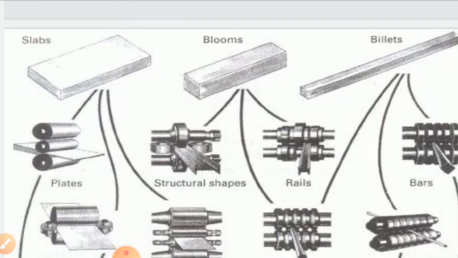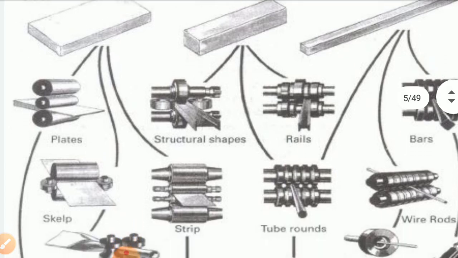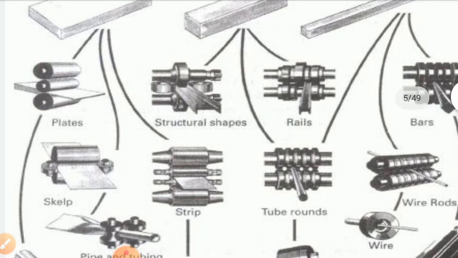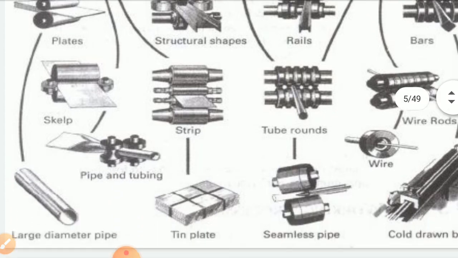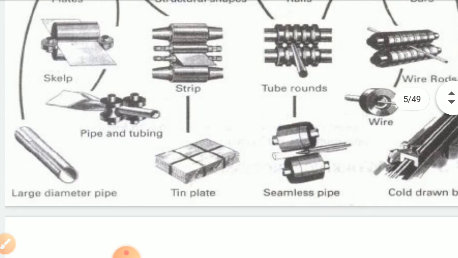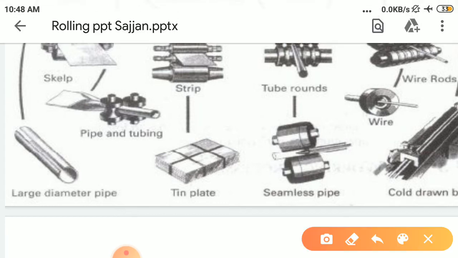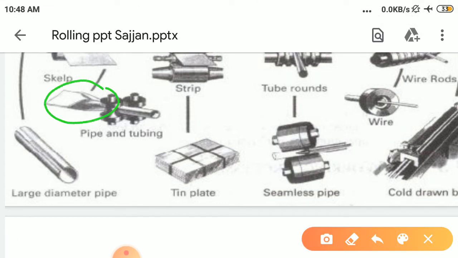From slabs, from blooms, and from billets, what are the different processes and what are the different products that we can obtain by rolling? So from slabs you can get the plates or scalp, or you can also get the pipe and tubes. So by bending the foil or sheet, you can see here, by bending the sheet you can get the seamless tube also.